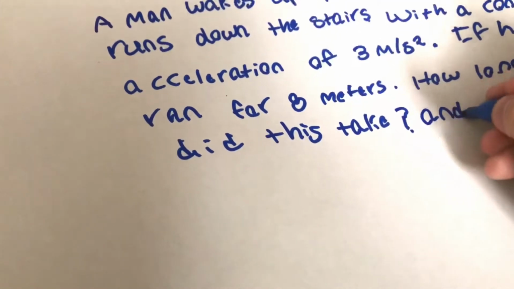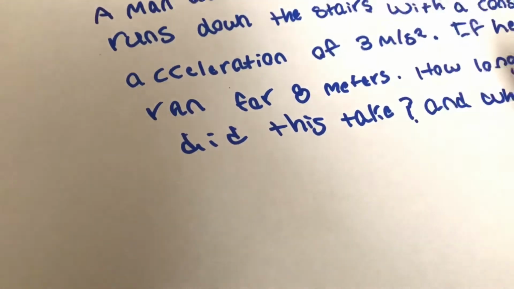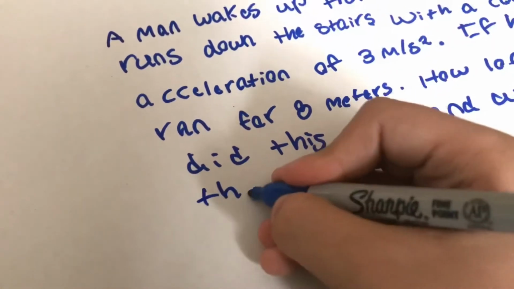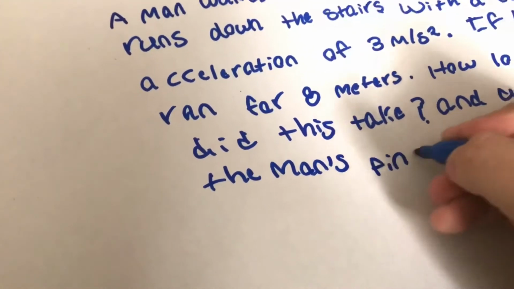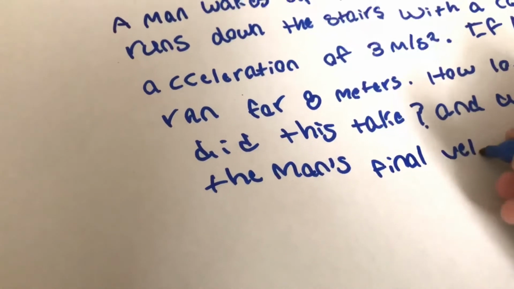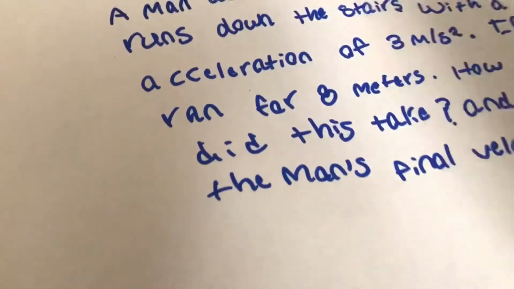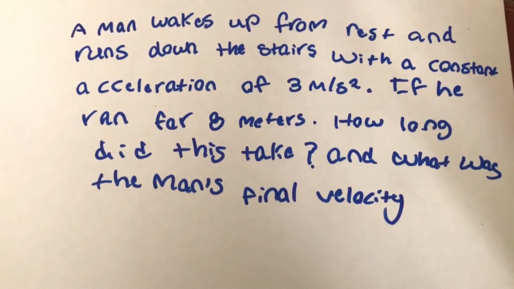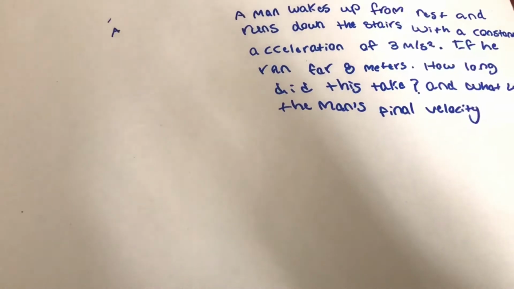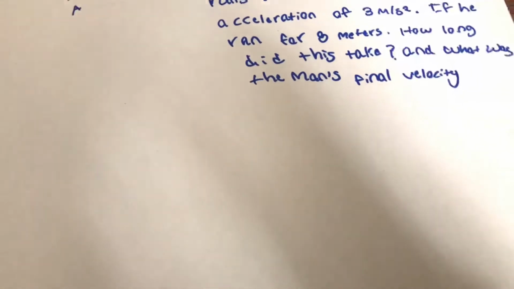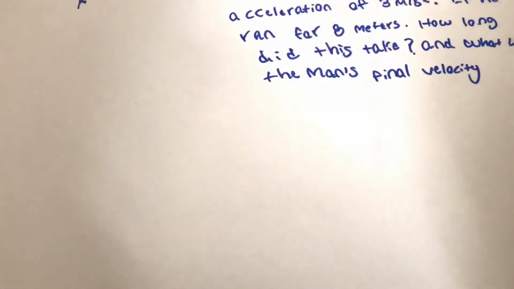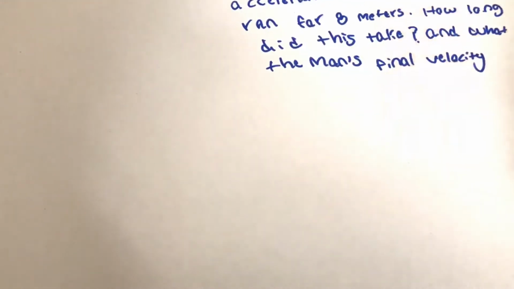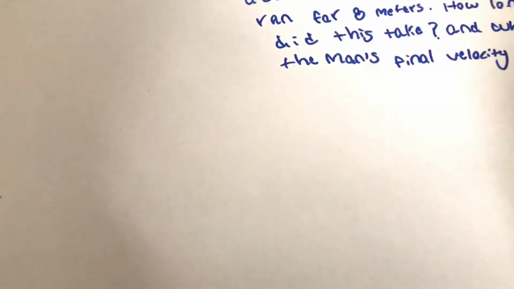And what was the man's final velocity? So what is this problem asking? It's asking for you to find how long it took for the man to run 8 meters, and what was the man's final velocity.